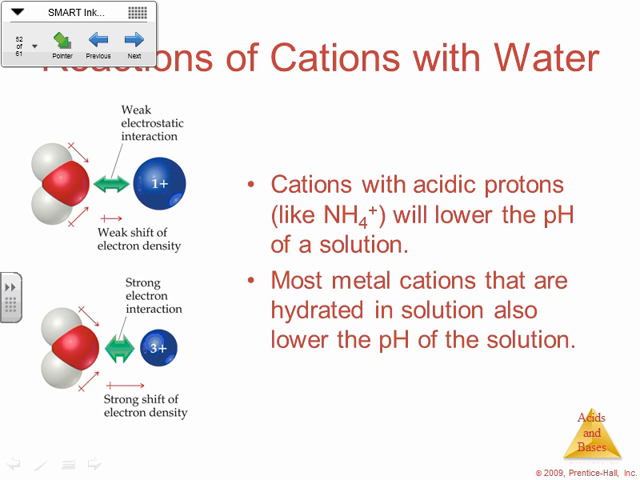Most metal cations that are hydrated in solution also lower the pH of the solution. What hydrated means is essentially that they form a complex with water. You remember the coordination complexes we've talked about? Any metal that will form a coordination complex typically will lower the pH of a solution.